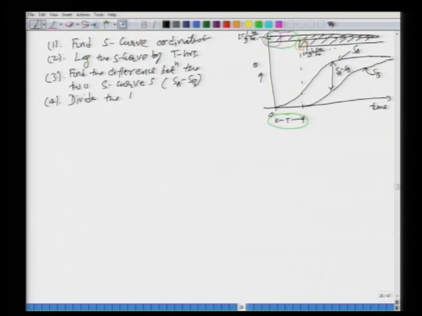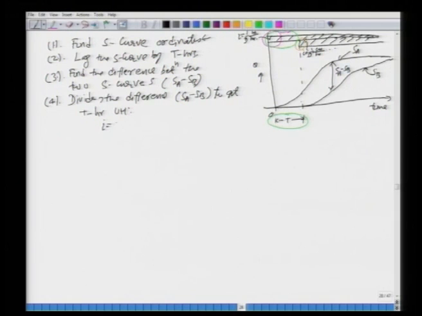Divide the difference, that is your S A minus S B, to get the T hour UH. Divide the difference by what? What is the amount of rainfall which is causing this S A minus S B? Intensity is 1 by d centimeters per hour, and it is occurring for this T hour duration, so multiplied by T hour.